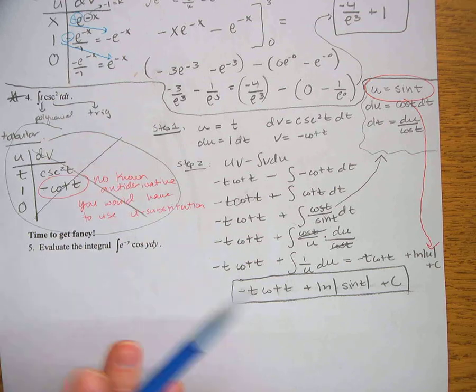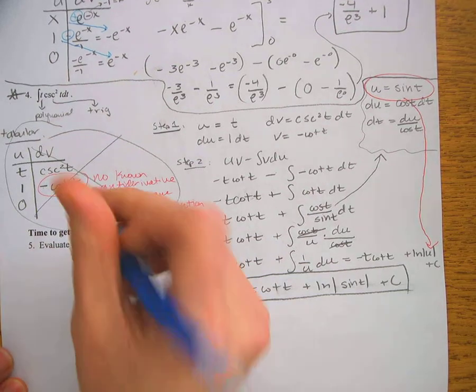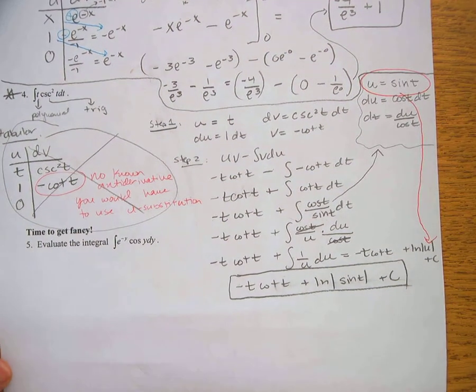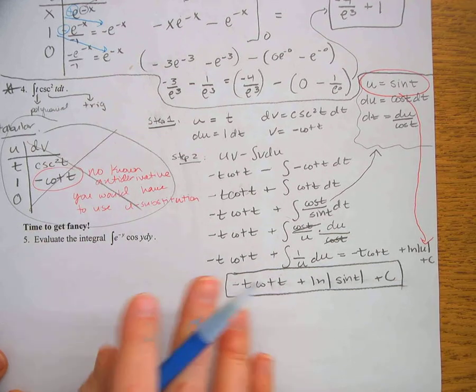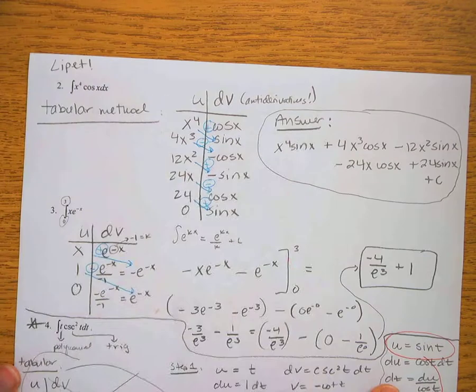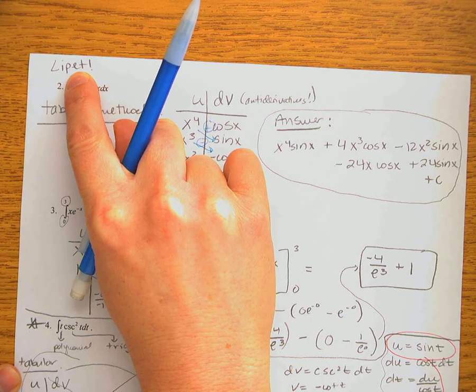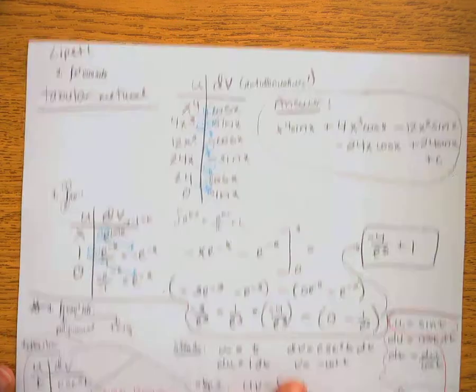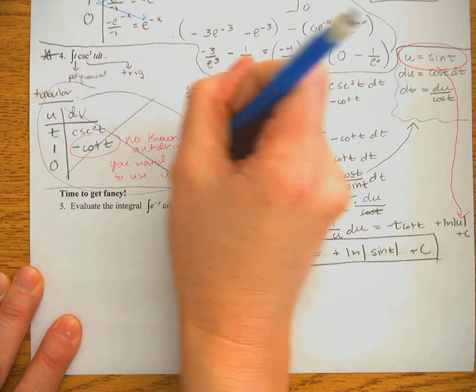Okay, so anyways, what we have here is the worst case scenario, so to speak, according to LIPET, for integration by parts. I've got an exponential function times a trig function. And if you recall our LIPET, those are the last two. Those are the bottom of the barrel. They're the hardest ones to work with using a u substitution. So it requires getting fancy. Okay, so here's what we're going to do.